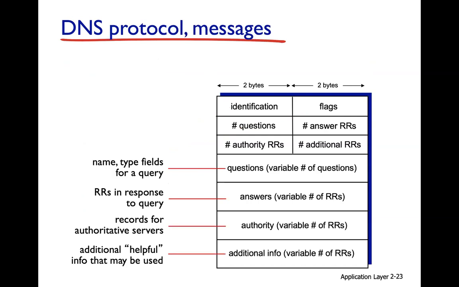And then you can have many, many questions. So you have, okay, who is this guy? I give you the name. So I may request not just one, I can request many. And then the response will be the RRs, right? So we discussed the types. There are four things: name, value, type, and the TTL, right? And these are the records for the authoritative servers and other helpful information.